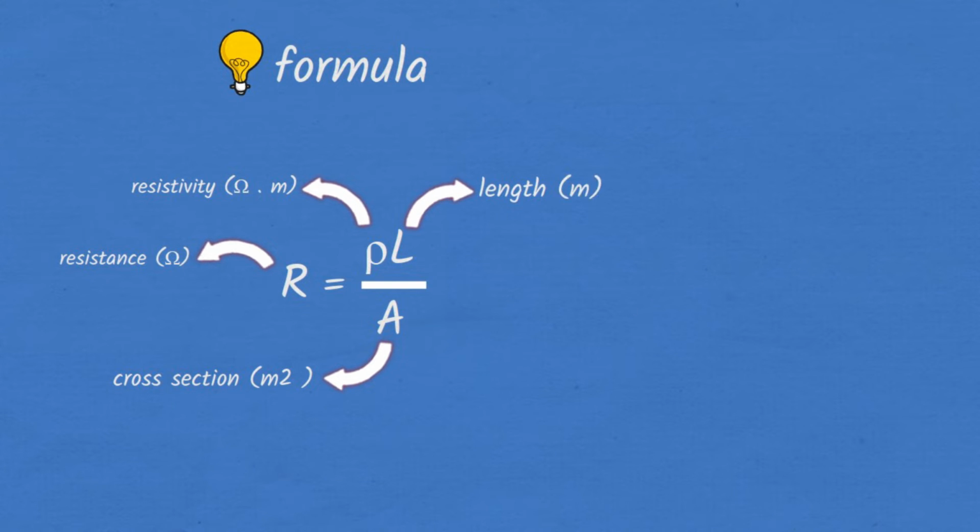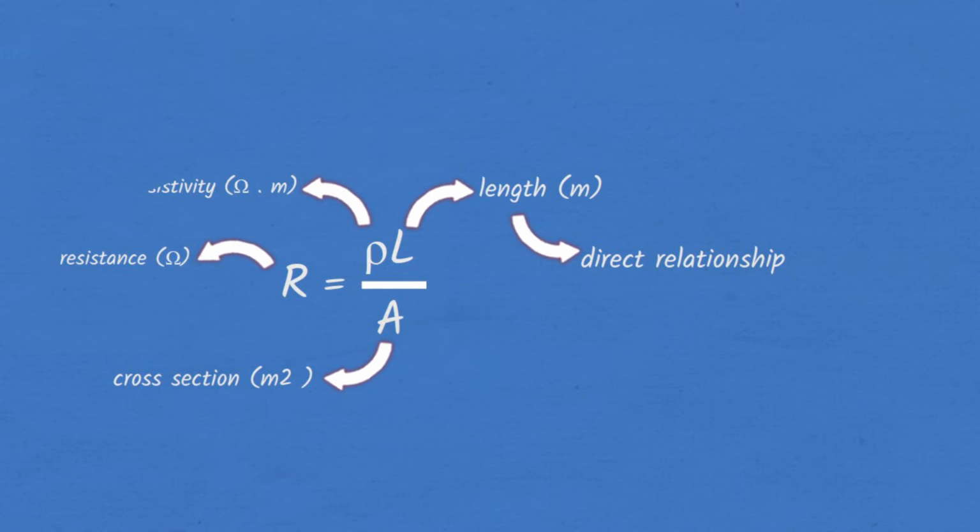The letter L indicates length in meters, which is directly related to electrical resistance.